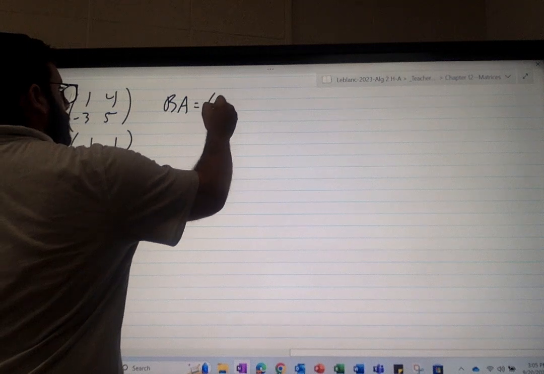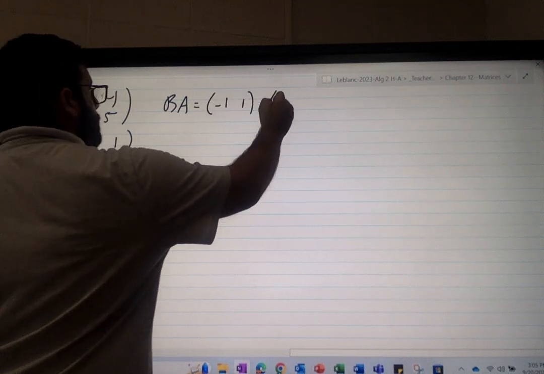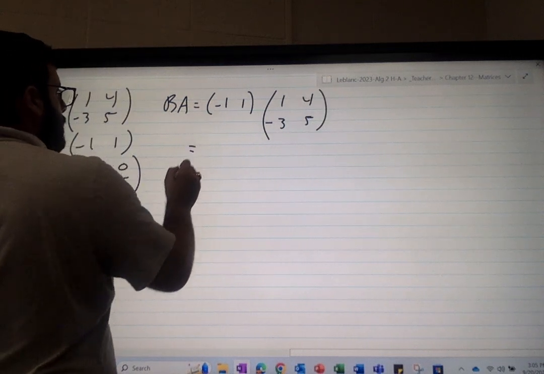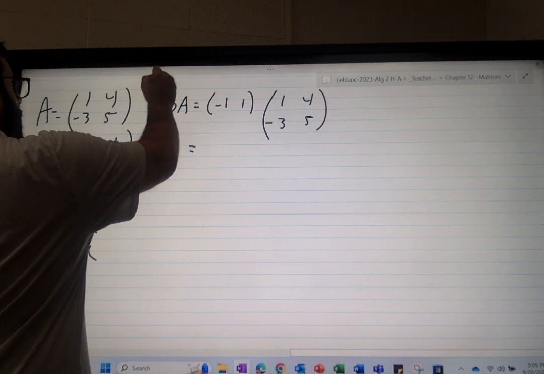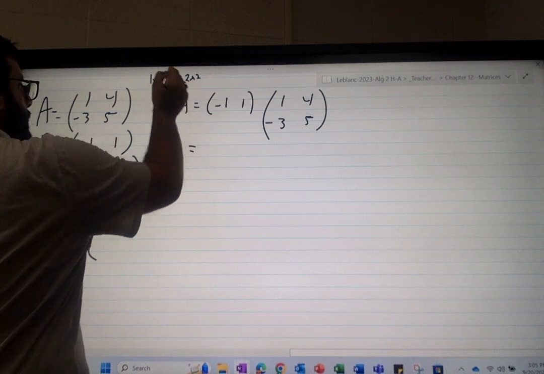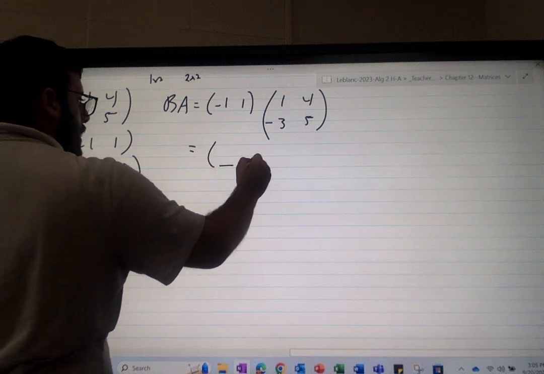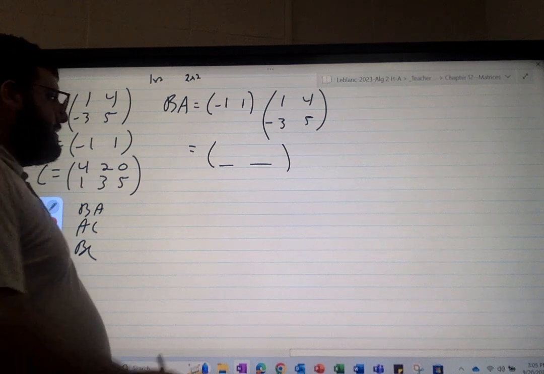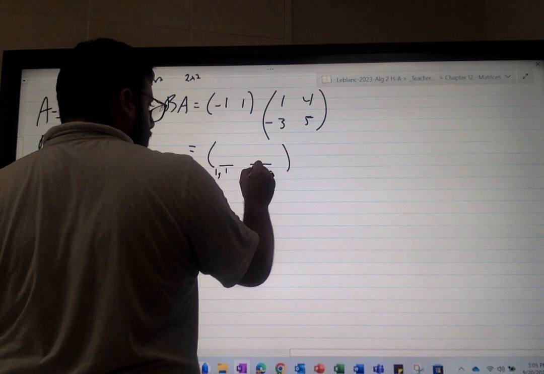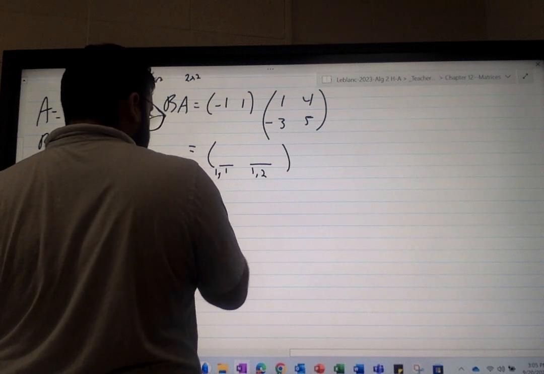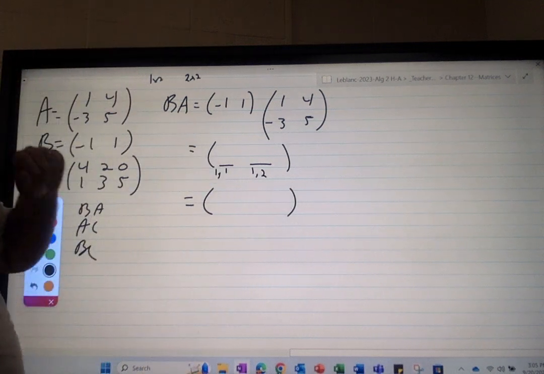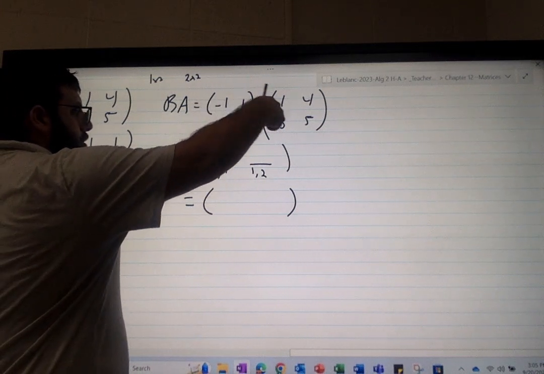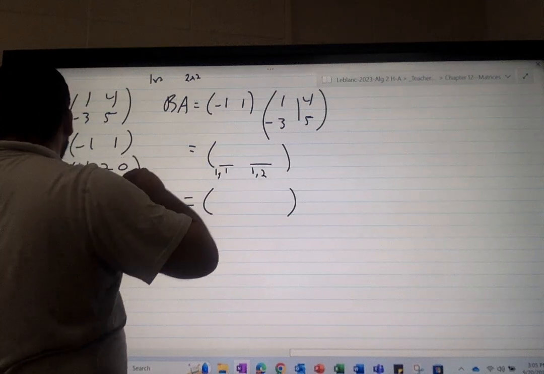Okay. Then, right. So let's see. B times A. That's negative 1, 1 times 1, 4, negative 3, and 5. All right. So this is a 1 by 2. This is a 2 by 2, which means that our matrix is also going to be a 1 by 2. 1 row, 2 columns. Okay? So, again, this spot is first row, first column. This spot is first row, second column. So for the first space that I'm filling in, well, there's only 1 row, so I'm using the row here with the first column in A.